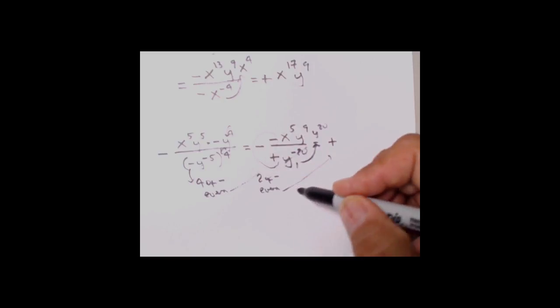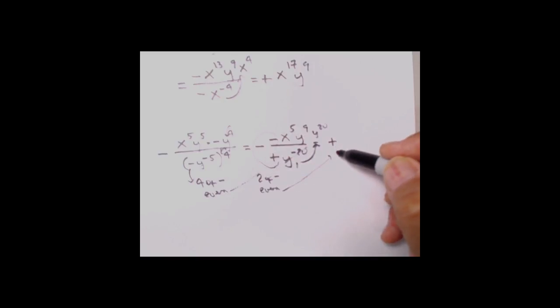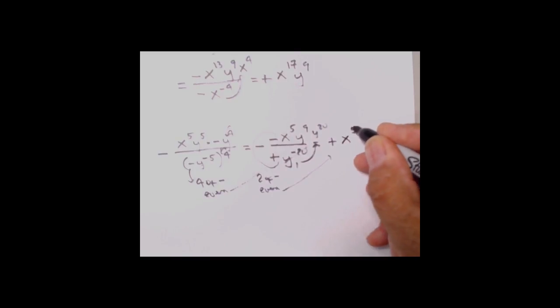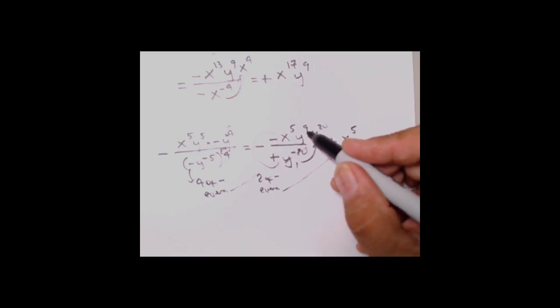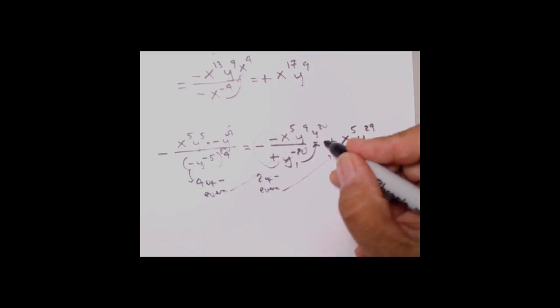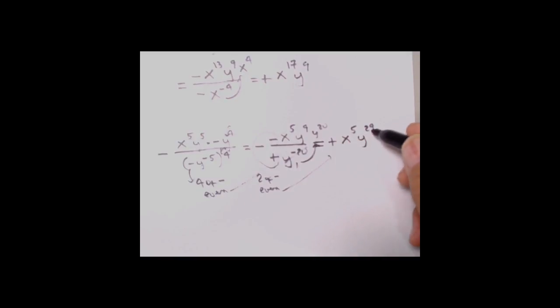Now remember, we took care of all the signs. So what do we have for x's? Just 5. What do we have for y? Well, we used the product rule. I got 9 of them here and 20 of them here. So that's y to the 29. Okay, there's our final answer. 5x, y to the 29, and it's positive.